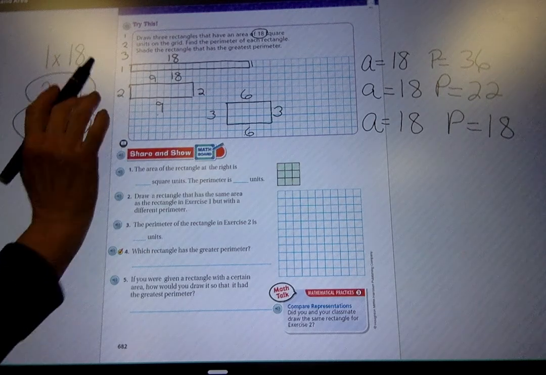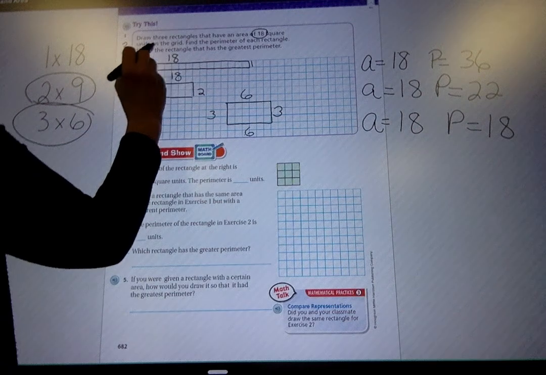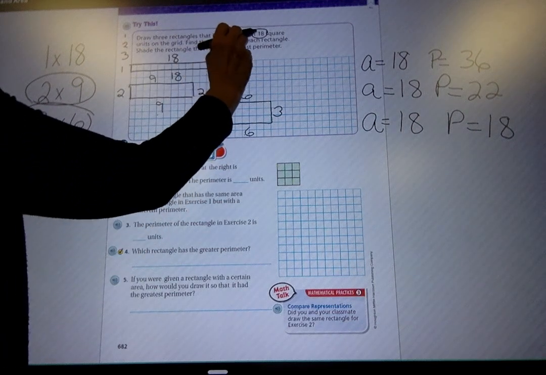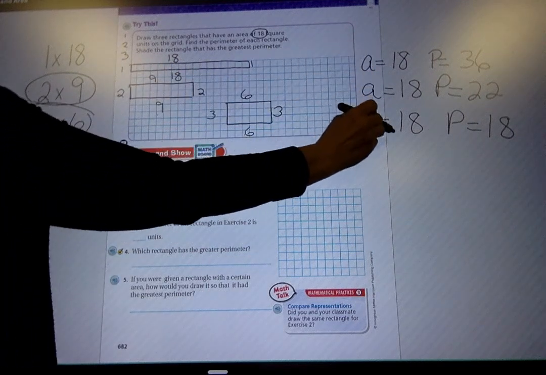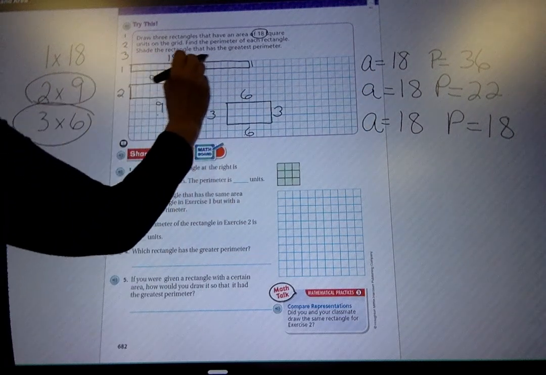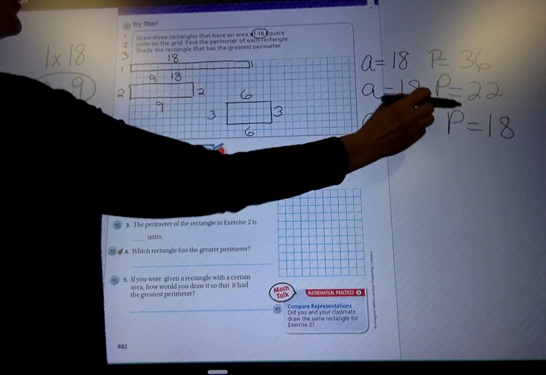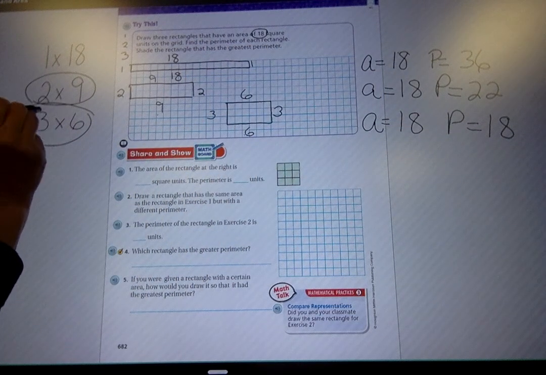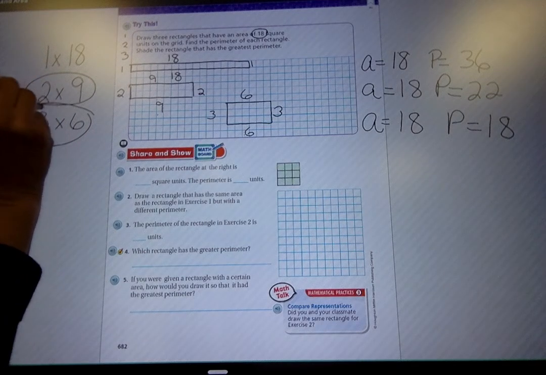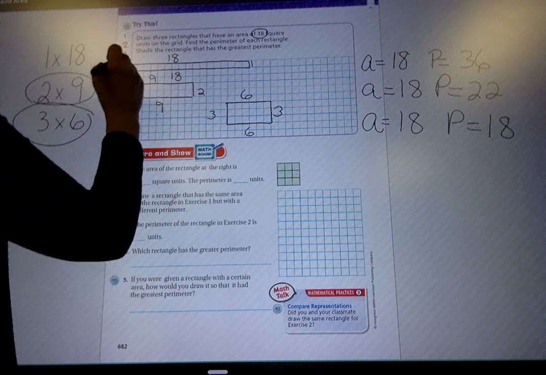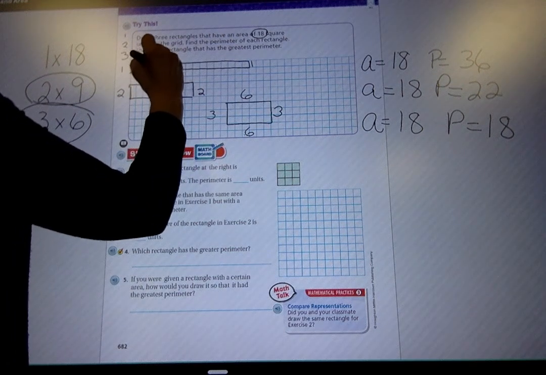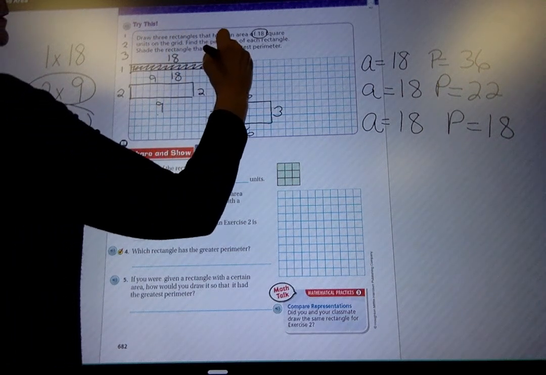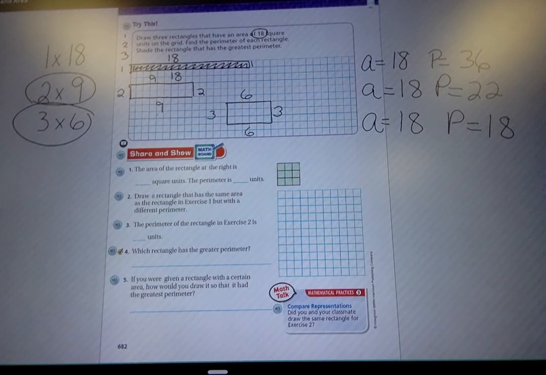So now let's make sure we've done everything we need to do. Draw 3 rectangles that have an area of 18 square units. We did that. Each of these has an area of 18. Then we found the perimeter of each. Over here, we wrote them down. Now we are supposed to shade the rectangle that has the greatest perimeter. Which one would take the most fencing? This is going to need to take the most fencing. So I shaded in, and I've done everything I'm supposed to do.